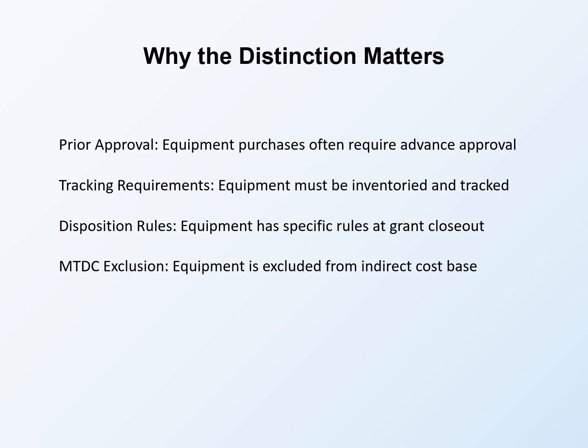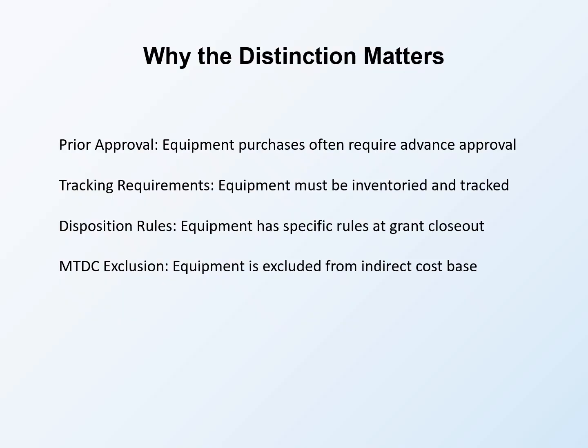Tracking requirements apply to equipment throughout your project and beyond. You must maintain an inventory of equipment purchased with grant funds, including information about acquisition date, cost, location, condition, and ultimate disposition. These records must be accessible for review. Disposition rules govern what happens to equipment when your grant ends. Depending on circumstances, you may continue using equipment for its original purpose, transfer it to another project, or follow specific disposition procedures. Understanding these rules early helps you plan appropriately.